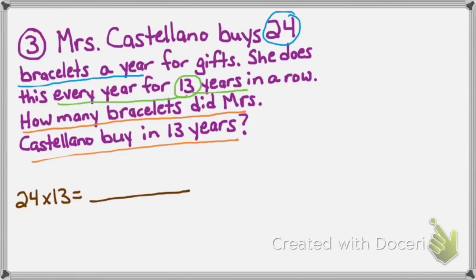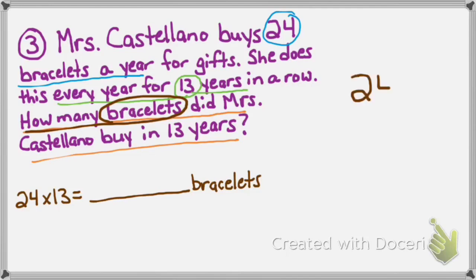Now, since this is a word problem, I know my answer will need to have a word or a unit, so I'm going to go back to my problem and see if I can find what word or unit I need. My question asks how many bracelets, so my answer will have the word bracelets. I like to do that right at the beginning because I'm afraid I'll forget to put the word at the end, and I need to have a word at the end for a word problem. So let's go ahead and solve this problem.